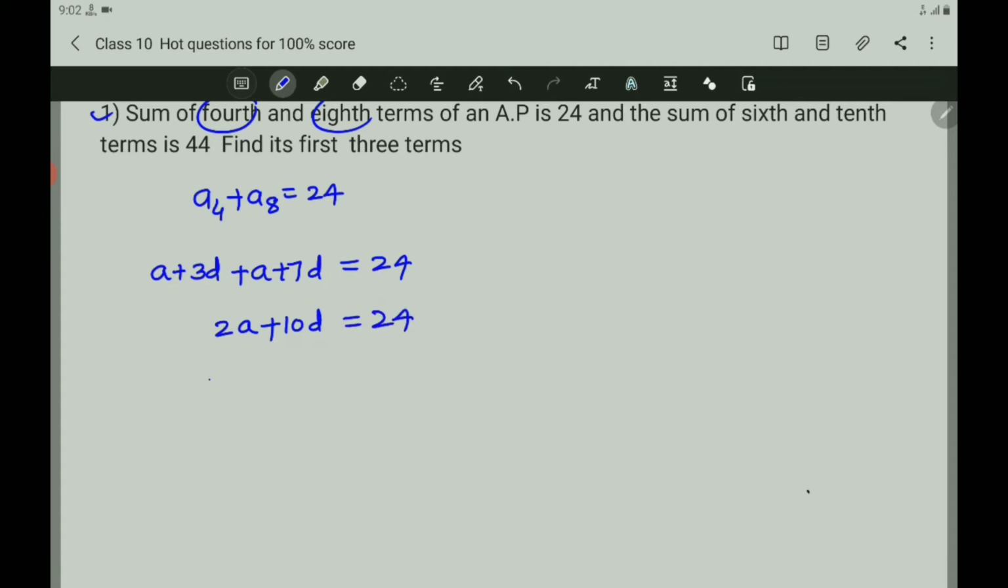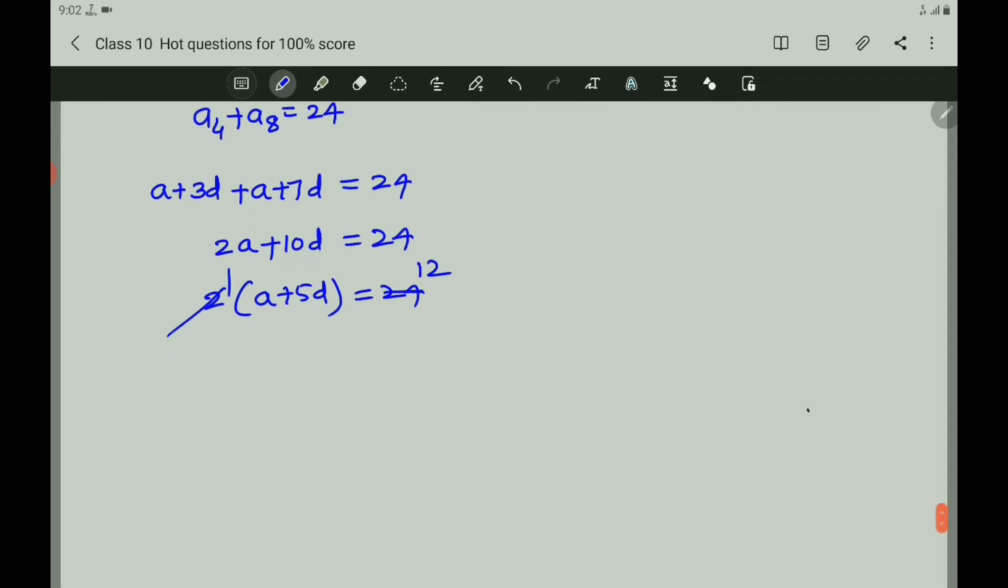Then you can take 2 common. 2 into A plus 5D equals 24. 2 ones are 2, 2 12s are 24. Then you will get A plus 5D equals 12. Express A in terms of D. That becomes A equals 12, transfer this 5D, you will get minus 5D. Consider this as the first relation.